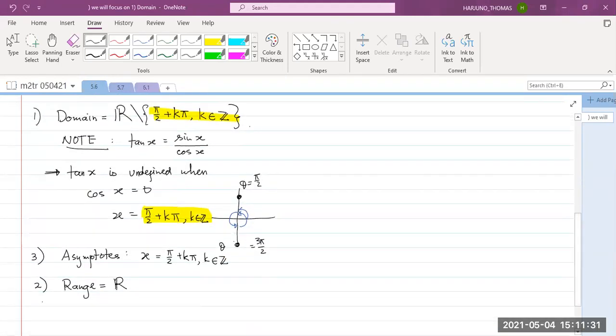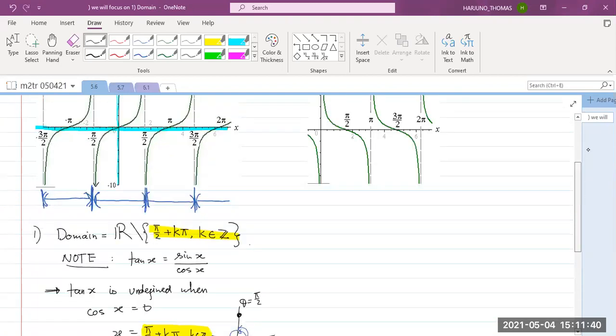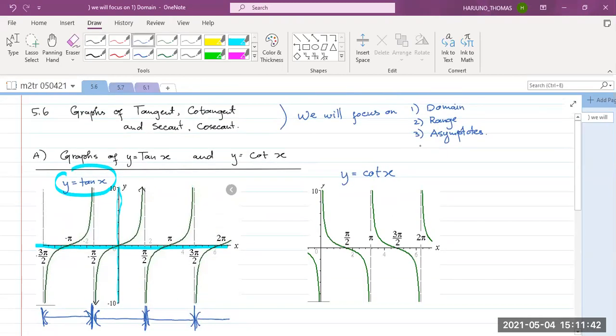Period, oh yeah, you know what? The period is pi. I mentioned that earlier, but I forgot to write it here as something we need to talk about a little bit. Now, because the range is all real numbers, there's no notion of amplitude when it comes to tangent. Okay, there's no notion of amplitude for tangent.